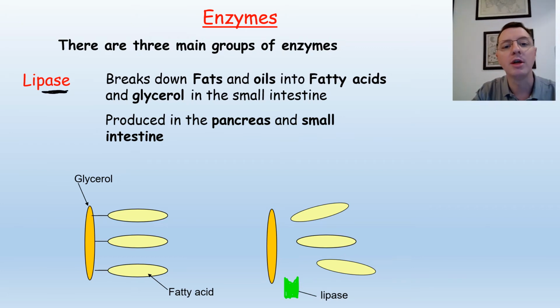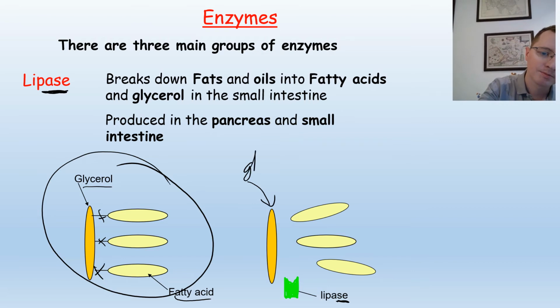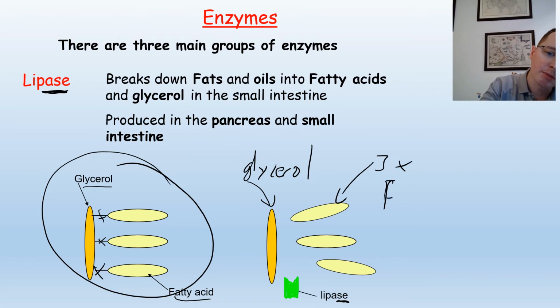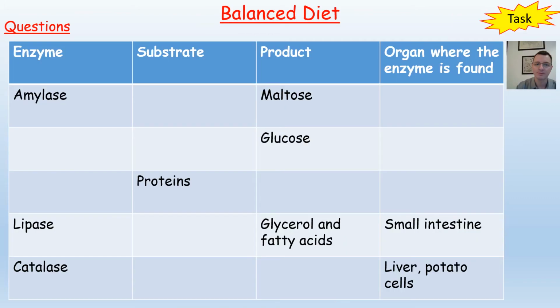And lipase breaks down fat and oils into fatty acids and glycerol in the small intestine. So here is a molecule of fat made out of our two different molecules, glycerol and fatty acids. And the enzyme lipase will break these bonds here that hold them together, forming our glycerol and three fatty acid molecules. So lipase is produced in the pancreas and found in the small intestine.